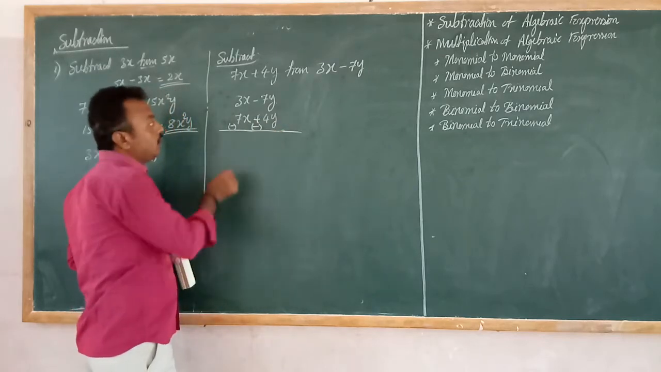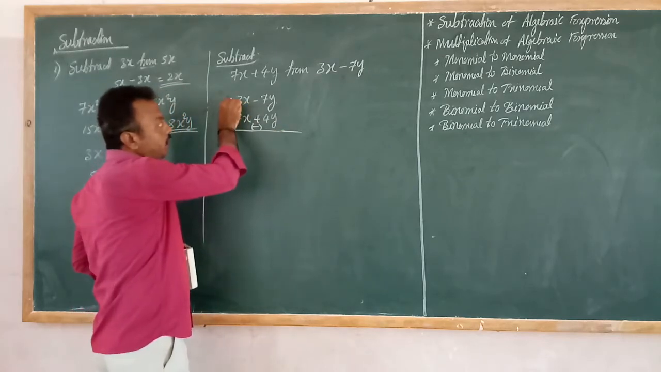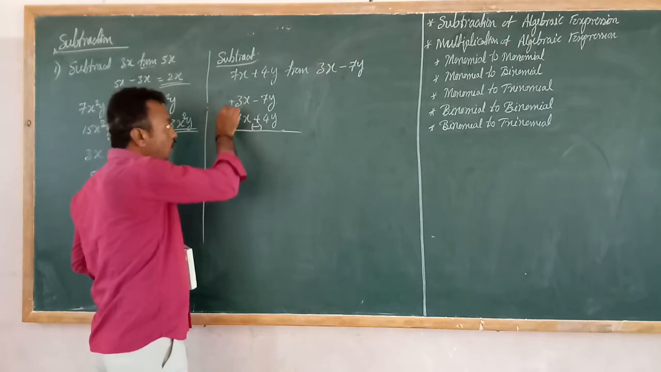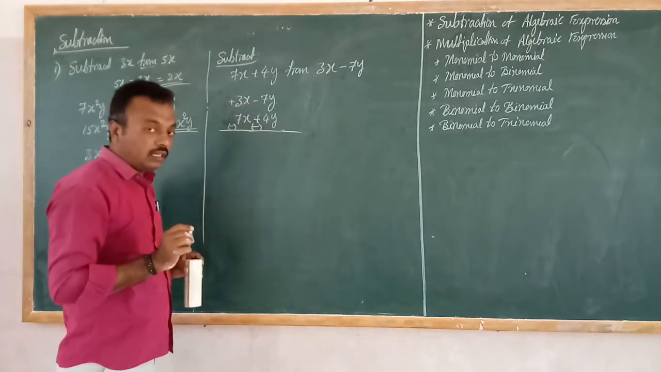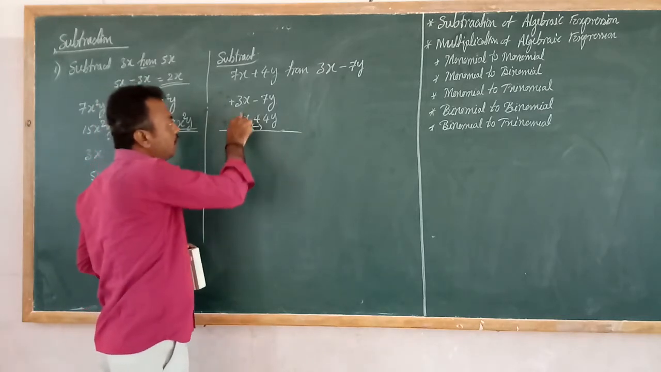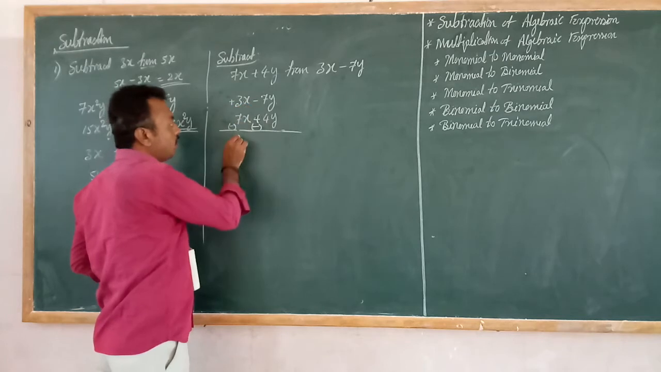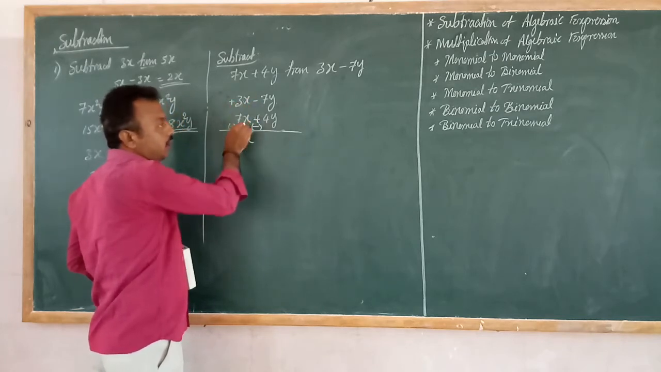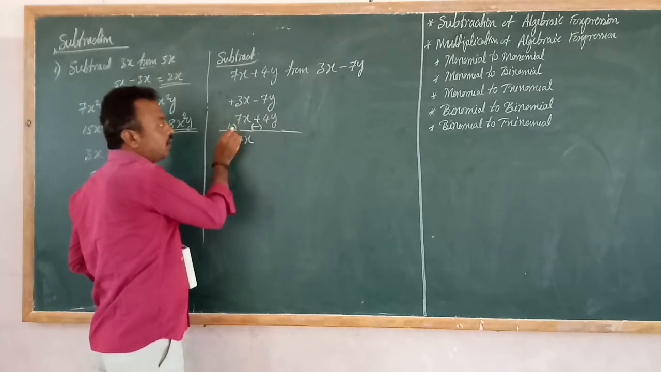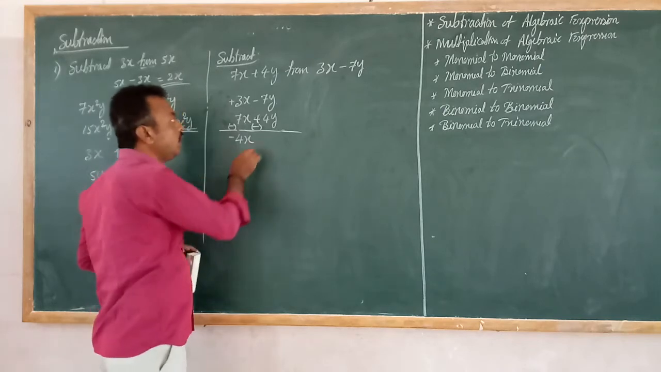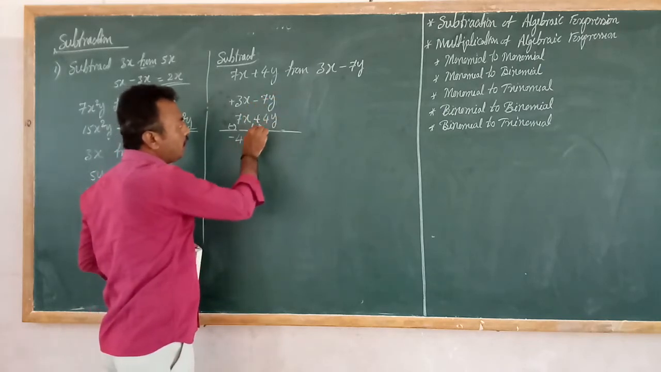Now see, 3x has a plus sign and 7x has a minus sign. Is it right? So the signs are different, and when the signs are different, we subtract. 7x minus 3x is equal to 4x. After the subtraction, the bigger term is 7x, and its sign is minus, so we put a minus sign. Then minus 7y, here minus 4y.